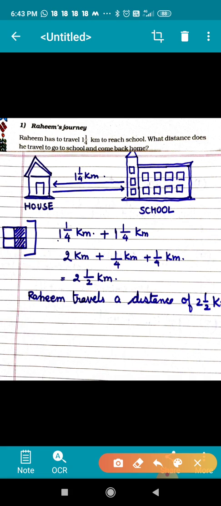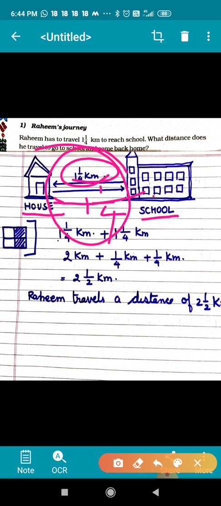Here in this example, Rahim has to travel 1 whole 1 by 4 kilometer to reach school. What distance does he travel to go to school and come back home? Suppose this is Rahim's house and this is his school. When he goes from his house to school, he covers a distance of one whole 1/4 kilometer. And when he returns from school to home, he again covers a distance of one whole 1/4 kilometer. So how much distance does he cover in all?